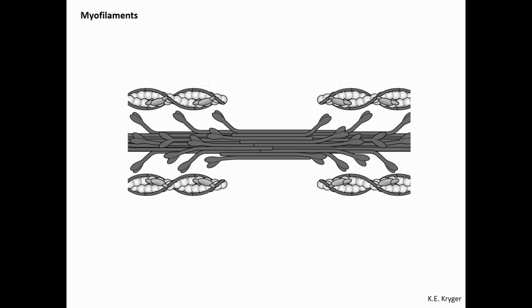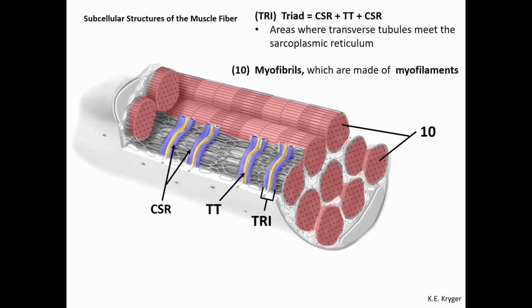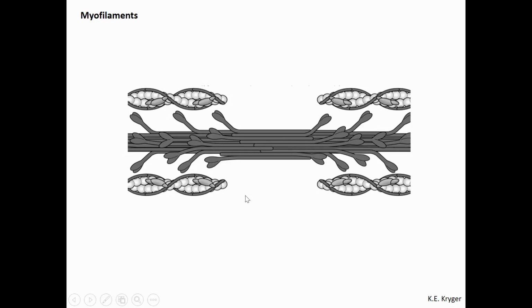Now we move to the next diagram. It's actually in the same sheet, but it's just that smaller picture. And this is just a zoomed in version of the myofilaments. Right, so we went from myofibrils, and myofibrils are made up of myofilaments. So what you're seeing is just a zoomed in version of the myofilaments.